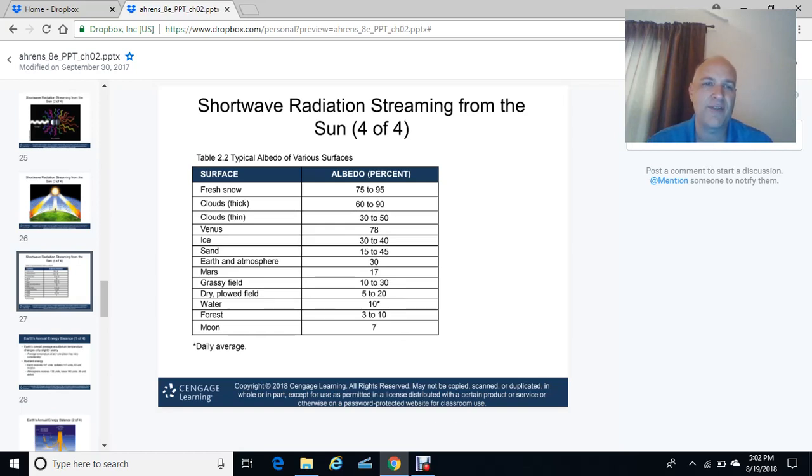Then you have other different objects I showed here. The Earth and atmosphere has an albedo of 30. Sand has a 15 to 45% albedo. Water has a 10% albedo. That's very low. And the moon only has 7% albedo.